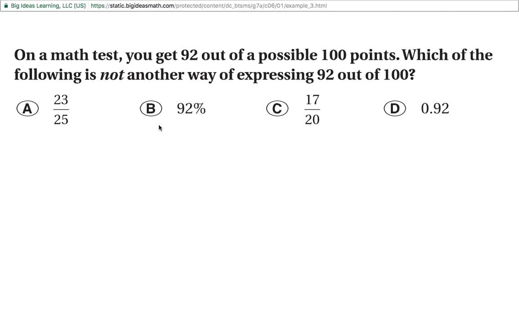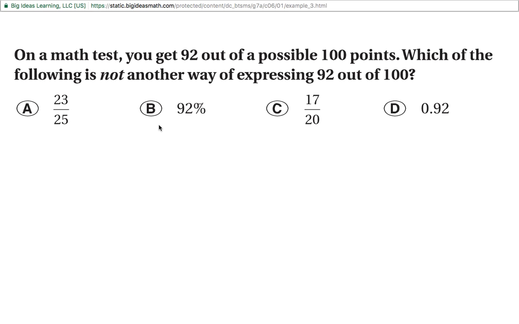All right. How we might see this in word problems or how it's applied. On a math test, you get 92 out of 100. Have you guys noticed in class that many times I don't put your percent on your test? I never put it on. You have to divide, because I always want you to know how to convert it. So if you get 92 out of 100, which of the following is not another way of expressing 92 out of 100? Well, 92%.